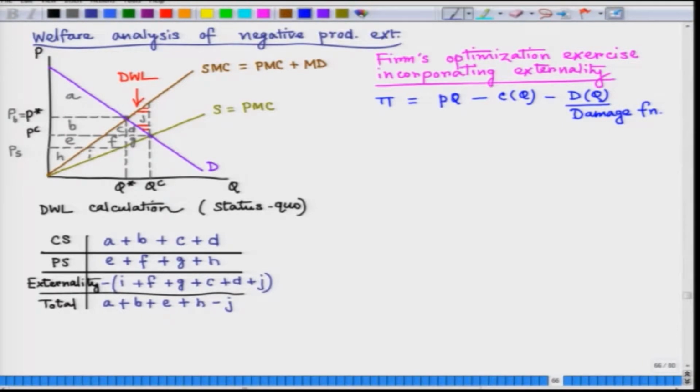Okay. So, now by incorporating this damage function in the profit expression, we have internalized the externality in the firm's profit maximization problem. So, now the firm will try to maximize profit, and this is going to be the first order condition, right. We need to set that equal to 0, and if we do so, then we get back this condition: P equals marginal cost of the Pareto optimal level of output plus the marginal damage cost at that level of output, right. So, this is basically the first order condition that we have.